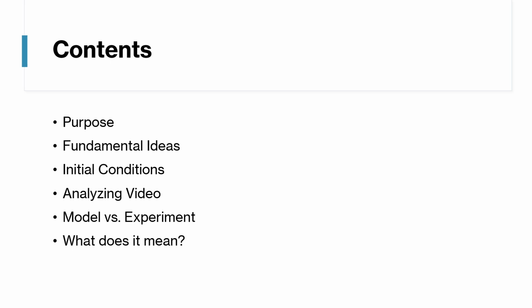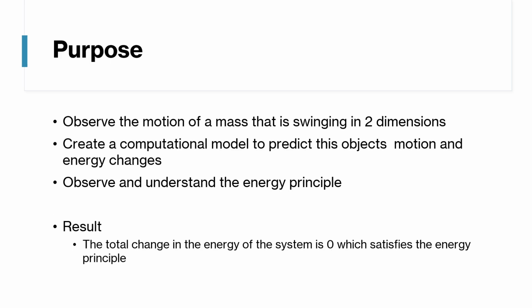In this lab, we will be looking at the purpose, fundamental ideas, initial conditions, as well as a video and a model to figure out how oscillation works. The purpose of this lab is to observe the motion of a mass that is swinging in 2 dimensions. From this, we can create a computational model to predict the object's motion and energy changes. Along with this, we will observe and understand how this applies to the energy principle.